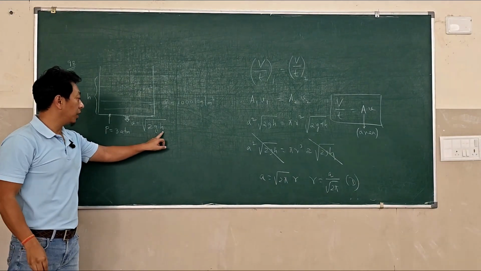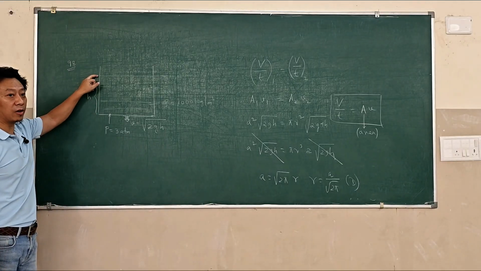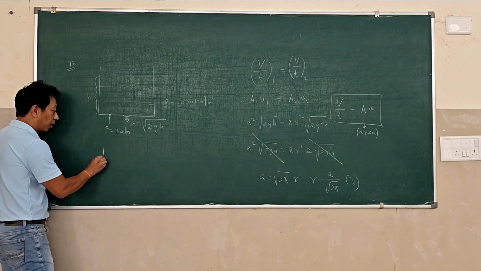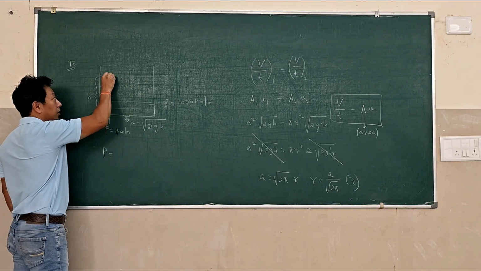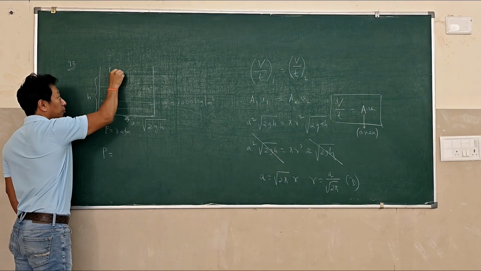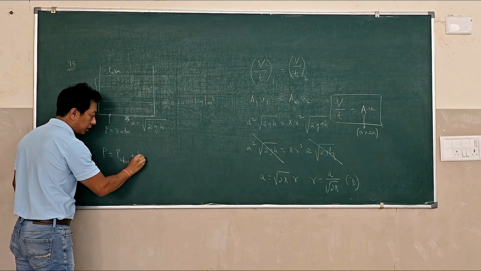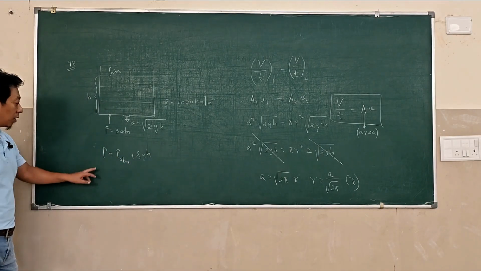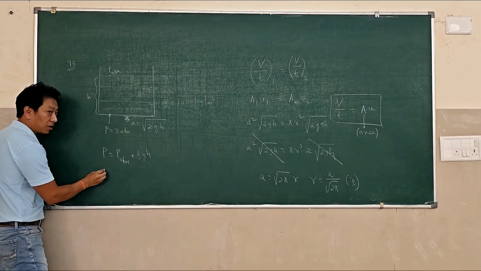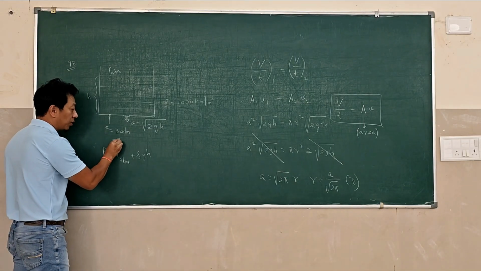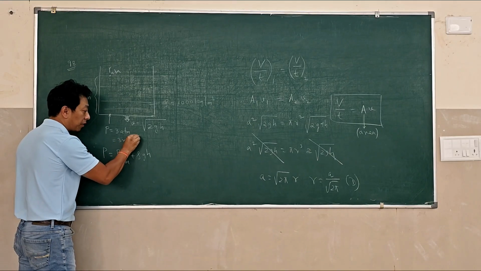Only thing we have to calculate is this h. This h we can calculate because pressure here is given, and we know pressure at the bottom is pressure at the top, which is atmospheric pressure plus rho g h. What is pressure at the bottom? They told 3 atmosphere. Now 1 atmosphere in Pascal is how much? 3 into 10 power 5.